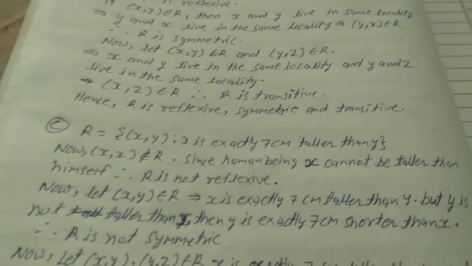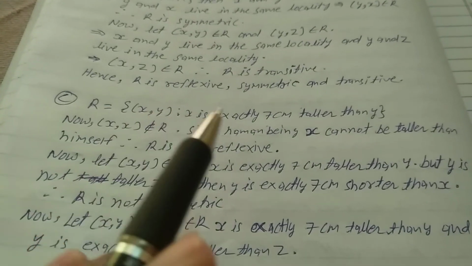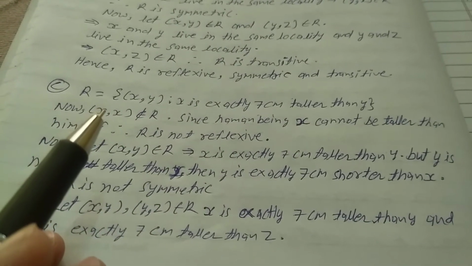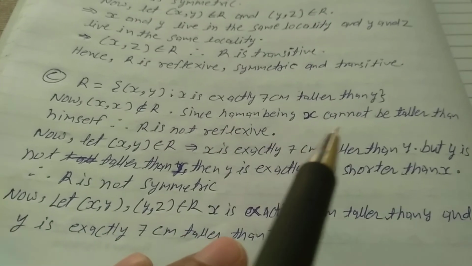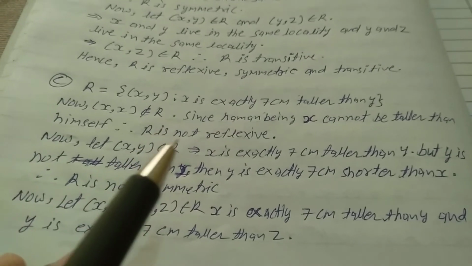Part C: R = {(x, y): x is exactly 7 cm taller than y}. Now (x, x) does not belong to R, since a human being x cannot be taller than himself. Therefore R is not reflexive.